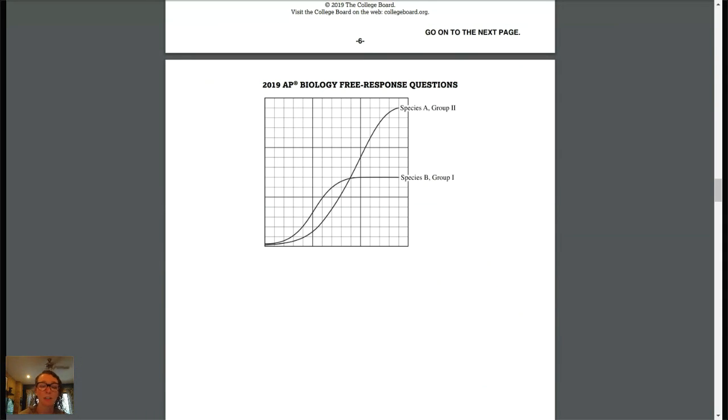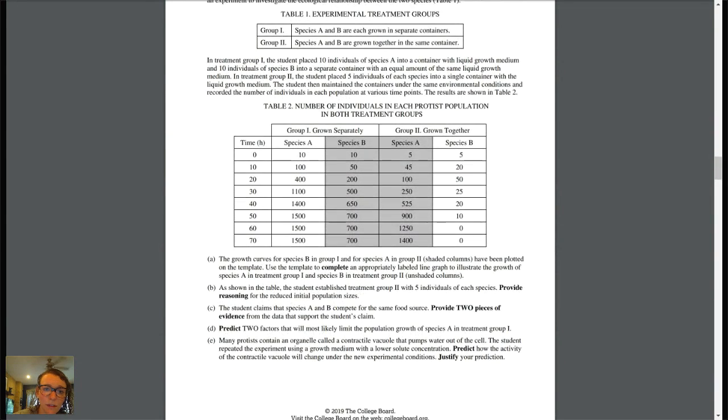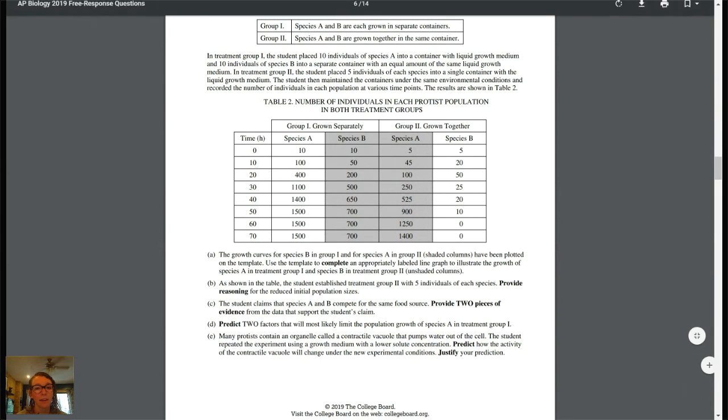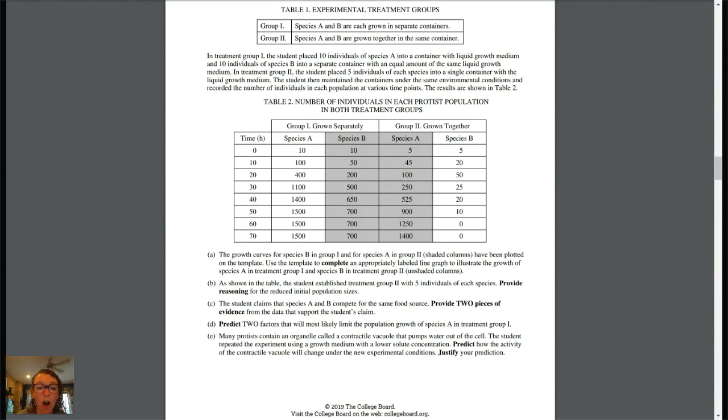So I will verbally explain to you a couple different things. Your species A group 1 line should have been steeper than the species A group 2 line, okay? The species B group 2 line should essentially be a flat line. You needed your axes labeled, so you needed to have time on the x-axis, and you needed to say in hours. So you needed to have hours in parentheses there, and then just number of organisms, something on the y-axis. Number of individuals would have worked because that's what the title is to this table.